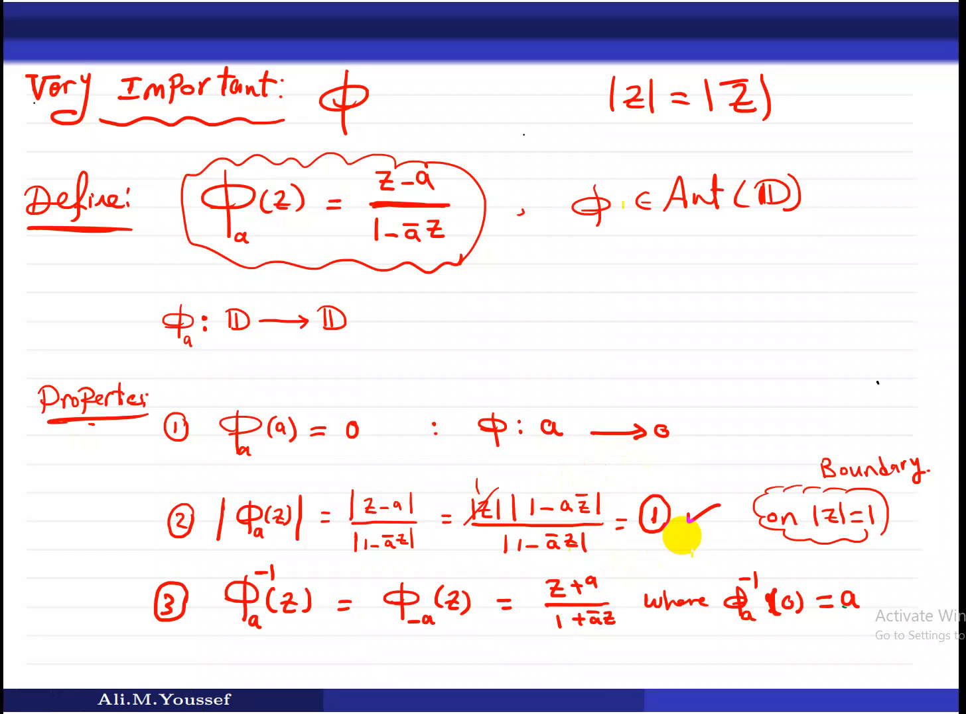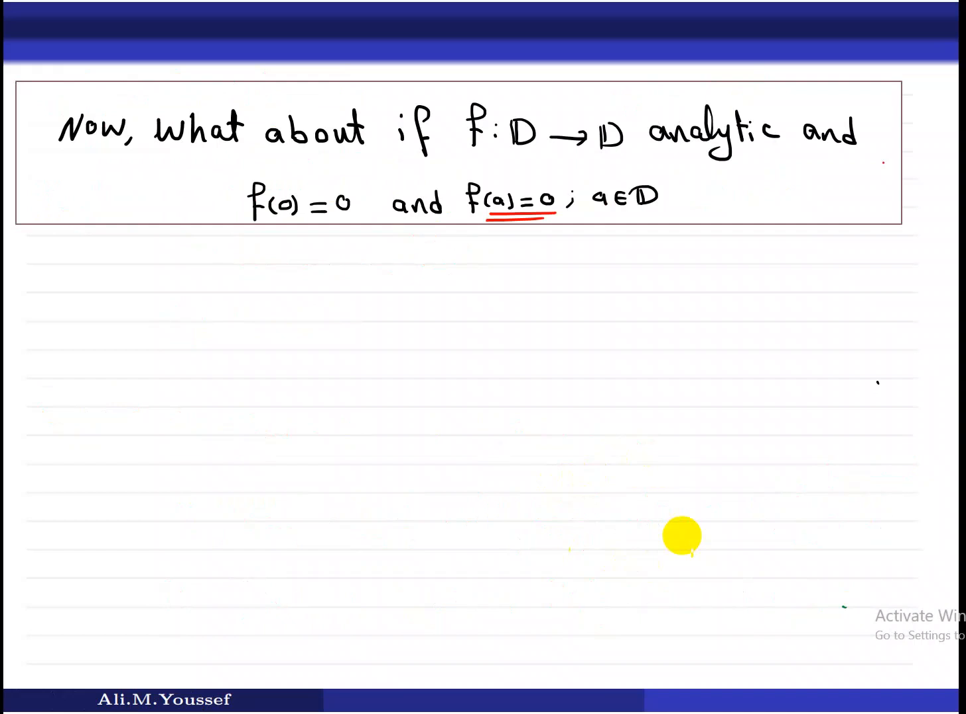Now, what's the question? The question is that I want the Schwarz lemma. What's the shape of the Schwarz lemma if we have the function f from D to D, and if f of 0 is equal to 0, and if f of a is equal to 0? How can we define it? Here, if f of 0 is equal to 0, we can define f of z over z.